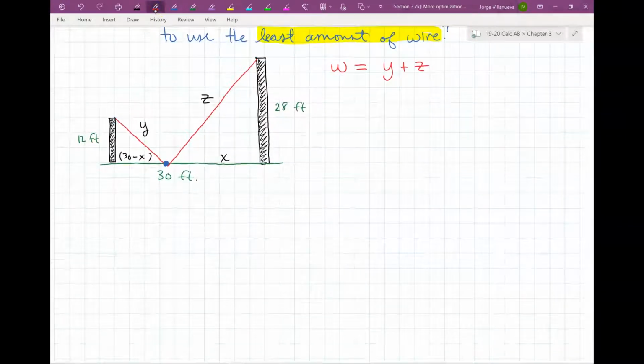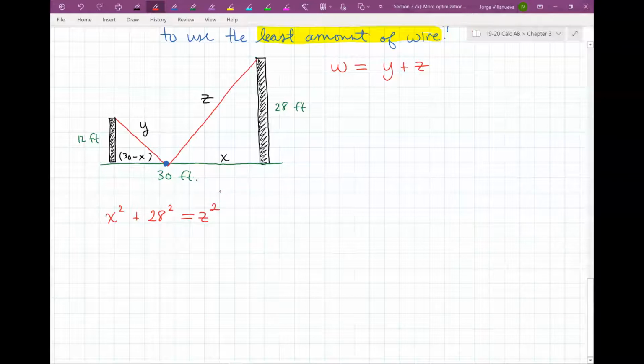We'll start off with the easier triangle: X squared plus 28 squared equals Z squared. And then notice I have a Z in that wire formula. So why don't I solve for Z?